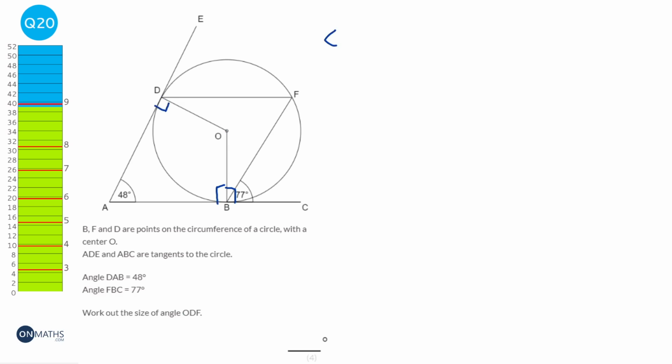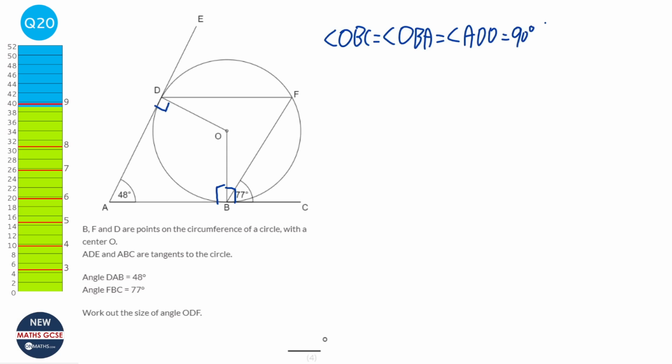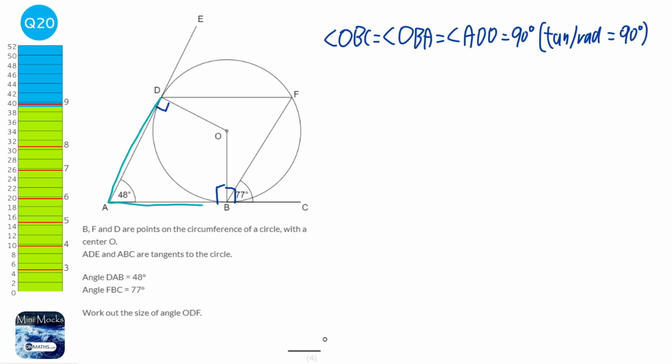And then we're going to say angle OBC equals angle OBA equals angle ADO equals 90 degrees. And we have to show the reasons. Most of the marks in this question will be for the reason. So it's going to be a tangent radius equals 90 degrees. And try and write out the full reasons. I'm going to just keep it a little bit contained just so I can fit this answer all on the same slide. Okay, so the first thing I'm realizing is that there's a nice little quadrilateral here.